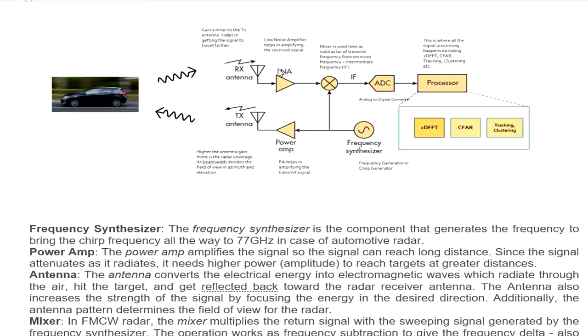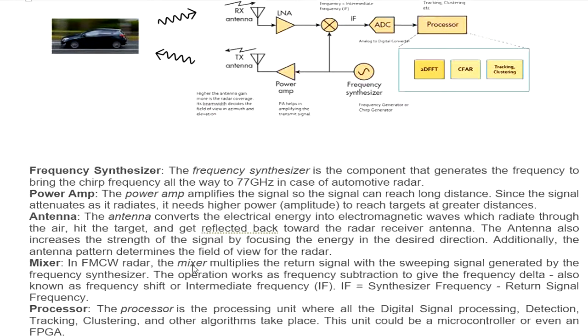So right here, that amplifies the received signal, and it goes to the mixer. The mixer is used here to subtract the transmit frequency from the receive frequency. The mixer multiplies the return signal with the sweeping signal generated by the frequency synthesizer. The operation works as a frequency subtraction to give the frequency delta, also known as the frequency shift. It means the intermediate frequency IF equals the synthesizer frequency minus the return signal frequency.